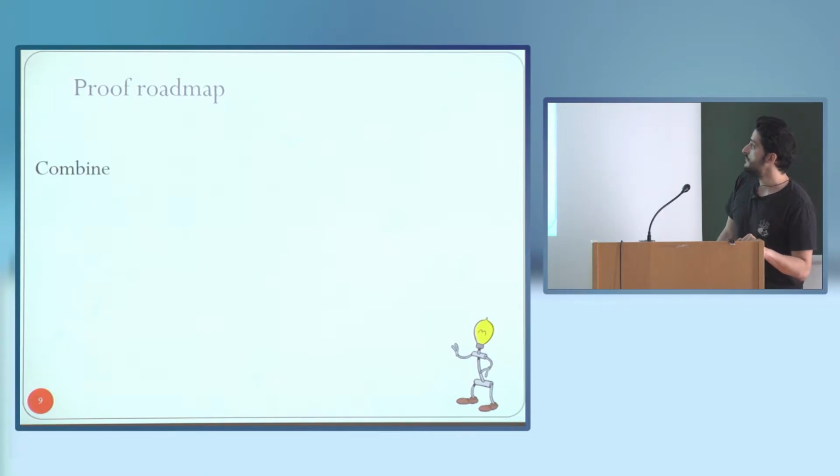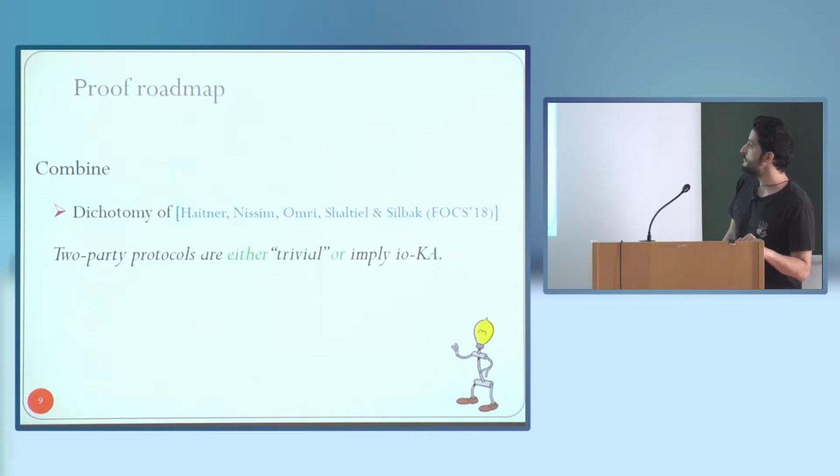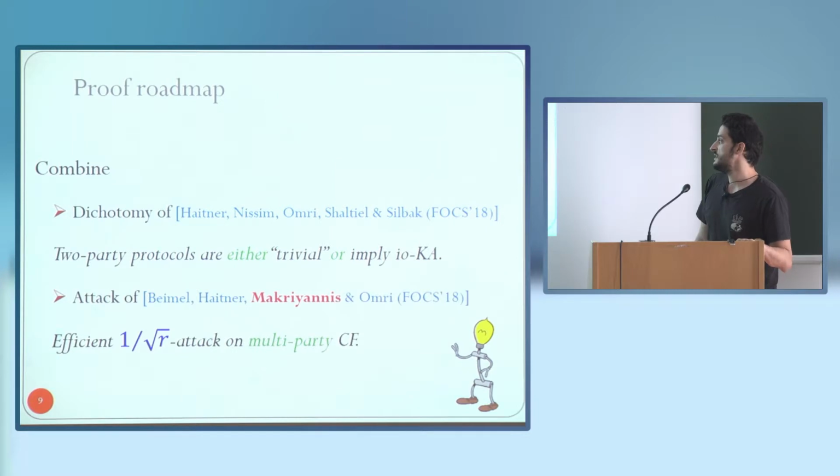And for the rest of this talk, to prove the theorem, we're going to combine the dichotomy theorem that Ronen was talking about together with our attack from last year that gives an efficient 1 over square root of R attack on multi-party coin flipping.